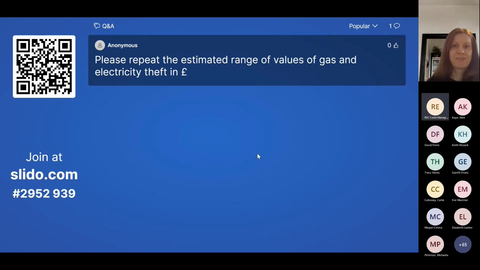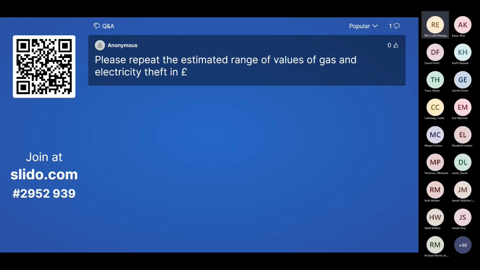Thanks, Ros. So we've just had one question come in so far via Slido. Just a reminder to anyone who was a bit late joining, you can join Slido by scanning the QR code in the top left-hand corner of your screen, or you can type slido.com into your web browser and type in the number on screen, and that will take you to Slido. So the first question: please repeat the estimated range of values of gas and electricity theft in pounds.